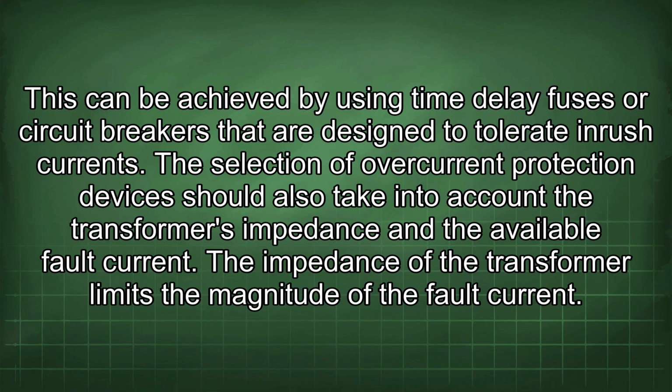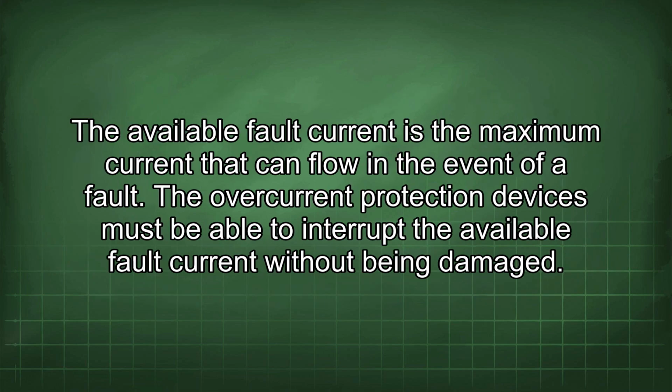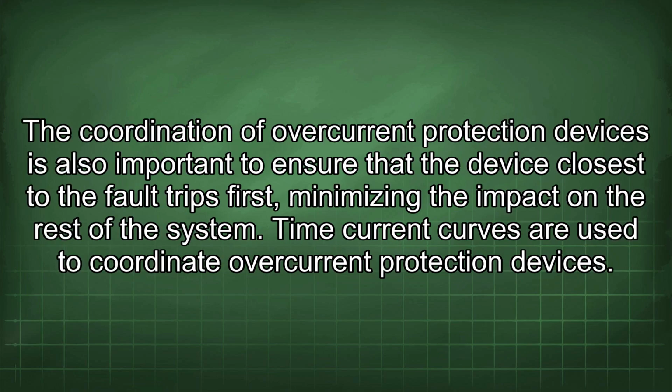The selection of overcurrent protection devices should also take into account the transformer's impedance and the available fault current. The impedance of the transformer limits the magnitude of the fault current. The available fault current is the maximum current that can flow in the event of a fault. The overcurrent protection devices must be able to interrupt the available fault current without being damaged. The coordination of overcurrent protection devices is also important to ensure that the device closest to the fault trips first, minimizing the impact on the rest of the system.